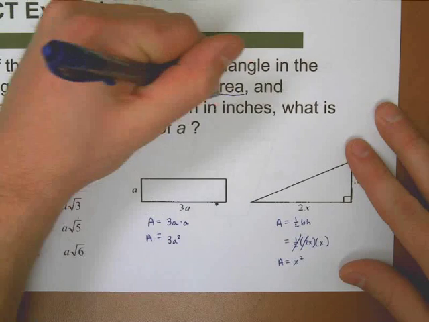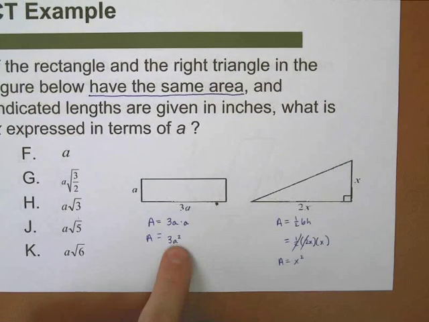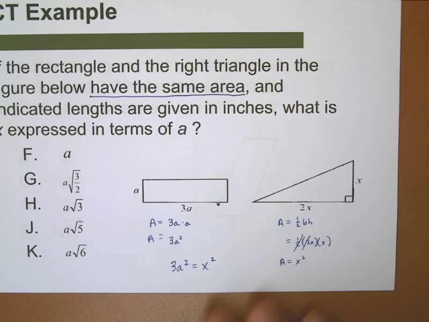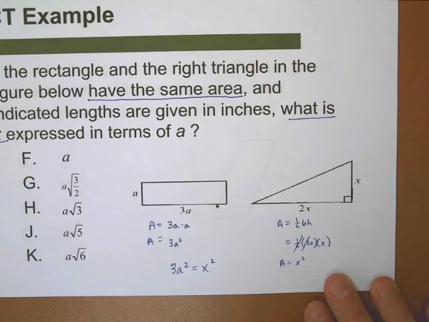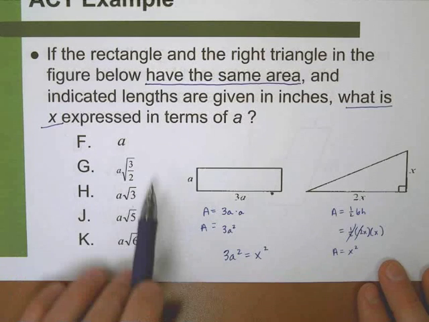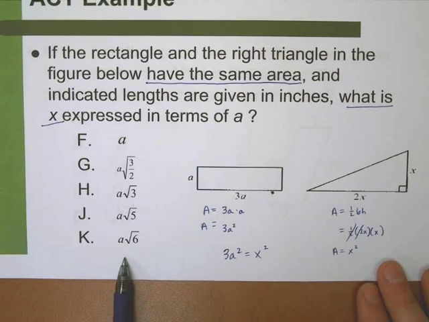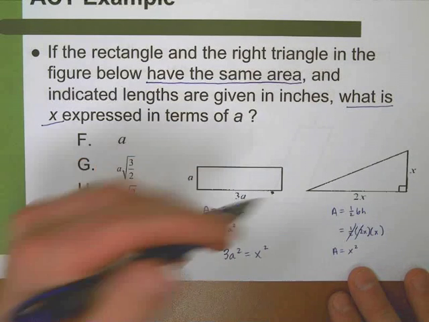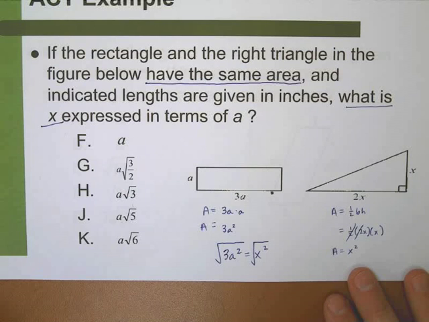So, what are we going to do with this information? Here's what I know. They have the same area. That means that 3a squared and x squared must be the same thing. 3a squared must be equal to x squared. So the question is, what is x? When they say expressed in terms of a, they just mean there's going to be an a in the answer. You can't get rid of it because you don't know what it is. They're asking us to solve for x, right? To get rid of a square, I square root both sides.